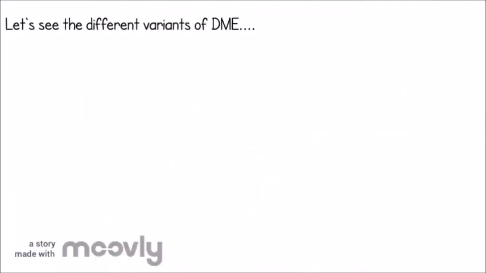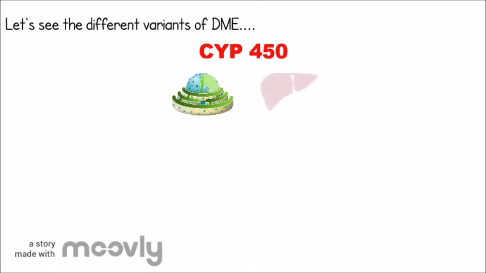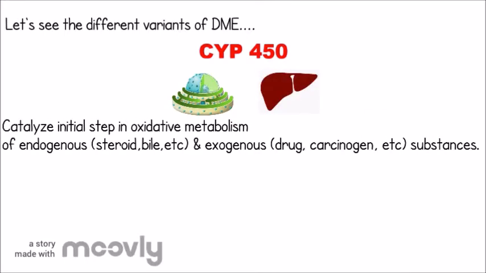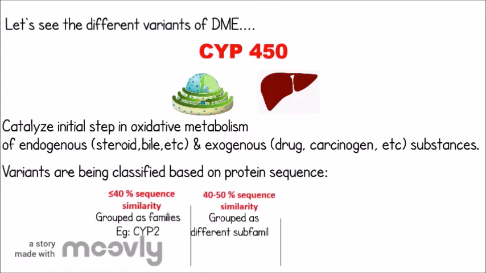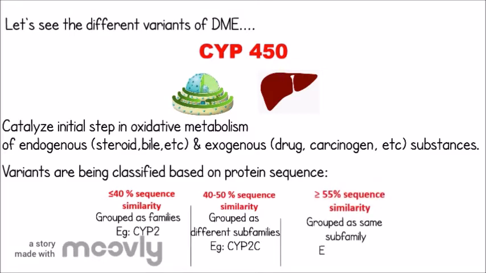Now, let's see the different variants of DME. Firstly, the cytochrome P450. It is mainly located in the endoplasmic reticulum and highly distributed in the liver. It catalyzes the initial step in oxidative metabolism of endogenous and exogenous substances. Here is how these variants are being classified based on the protein sequence. The examples of these variants are as below.